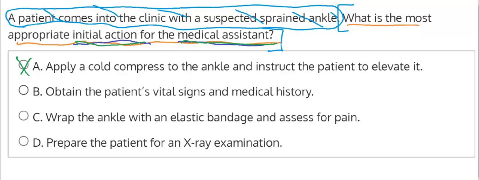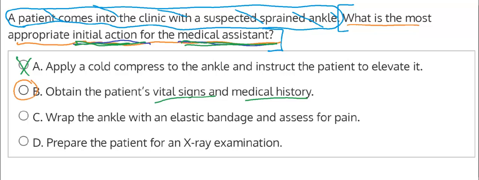The patient comes in, you're taking their vital signs, and you're obtaining medical history. You really wouldn't be jumping in and doing any sort of performance on the patient unless it was a true emergency and you're CPR trained and maybe that's what you're going into with the patient. But for the purposes of this question, the initial action of the medical assistant is to obtain vital signs and a medical history. So we will go with option B, but let's take a look at option C and D.